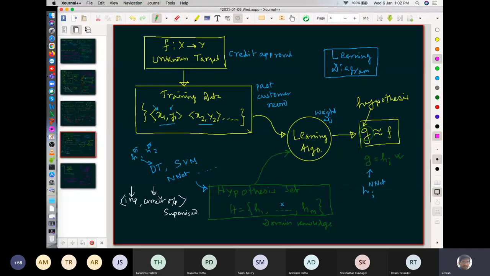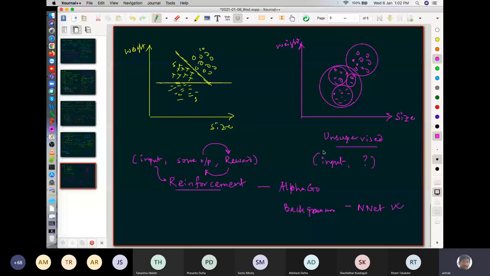Finally, we have seen there are types of learning. One is supervised learning, where every time you have input and correct output, like the credit approval problem. In unsupervised learning, you have input but no output, so you need to only group or cluster them. Most of these algorithms are called clustering algorithms. And reinforcement learning is where we have some outputs along with a reward.